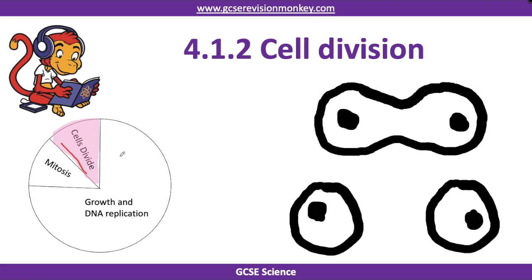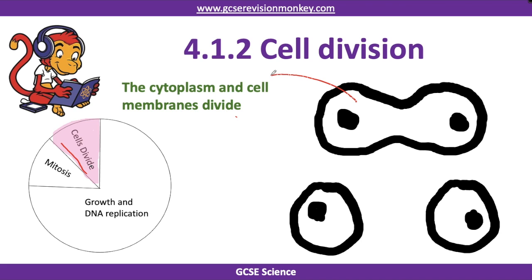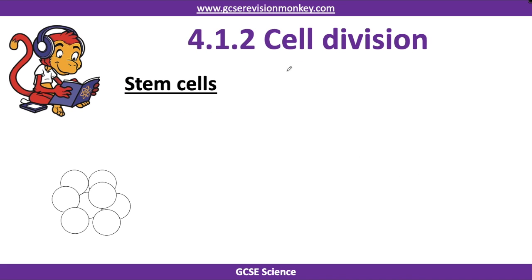So this final part here. So after mitosis, the cytoplasm, which is the jelly-like stuff in the middle of the cell, and the cell membranes on the outside will divide. So that will end up splitting up into 2 identical cells. The last part of the cell division topic is on stem cells.